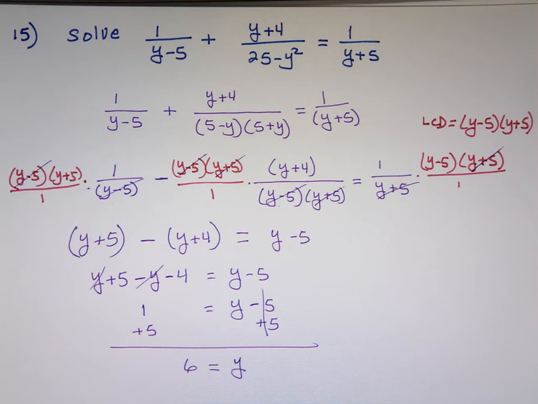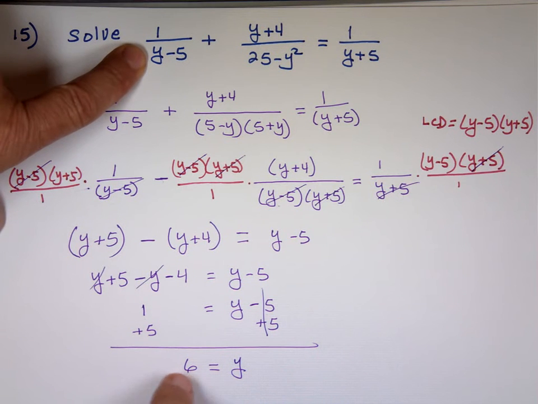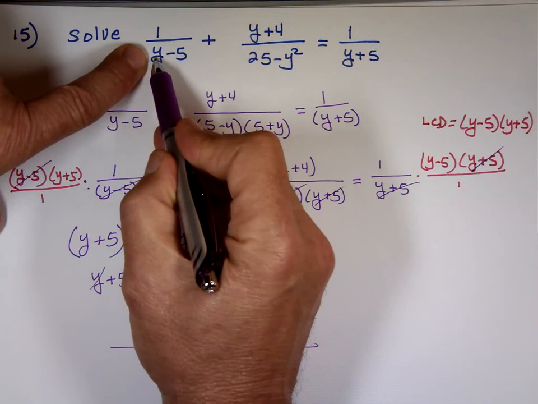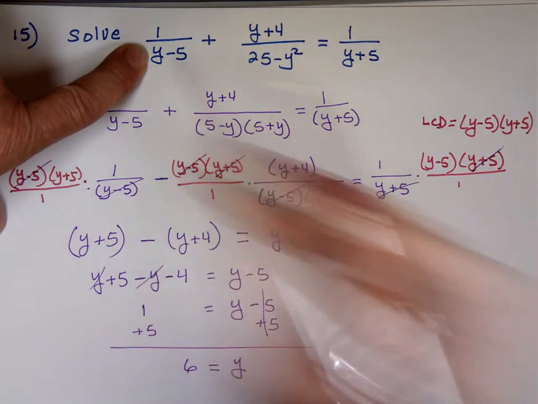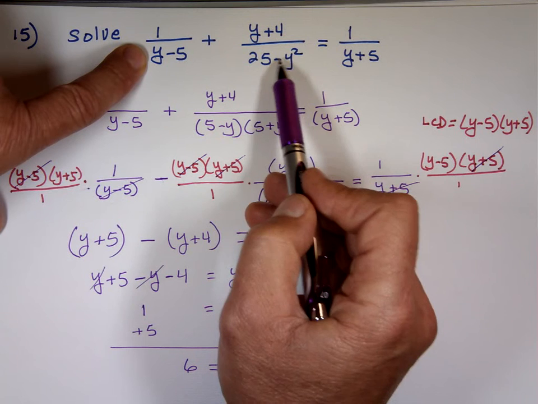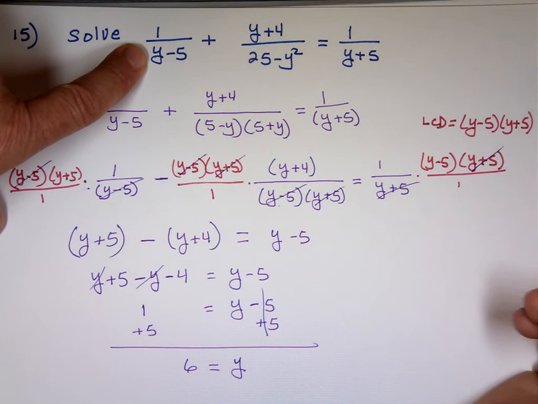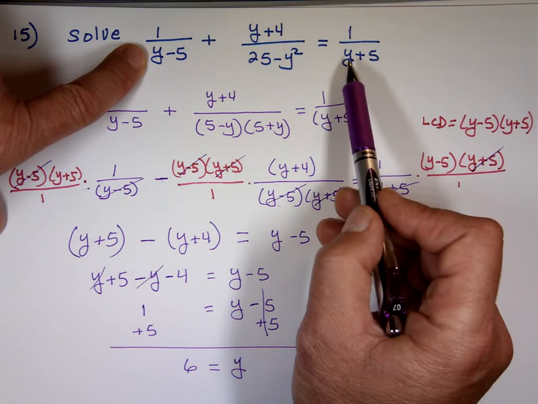And if you're lazy like me, at least make sure when you plug them in, it doesn't make the denominator 0. When y is 6, is 6 minus 5 equals to 0? No. Is 25 minus 6 squared is 36. Is 25 minus 36 0? No. Is 6 plus 5 equals to 0? No. So I am okay.